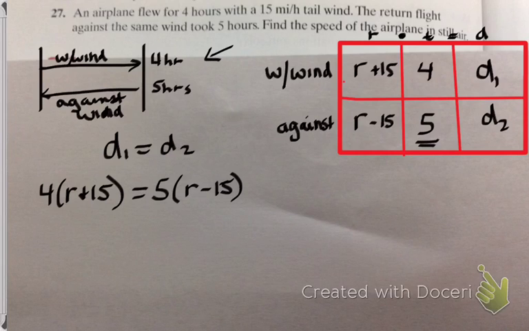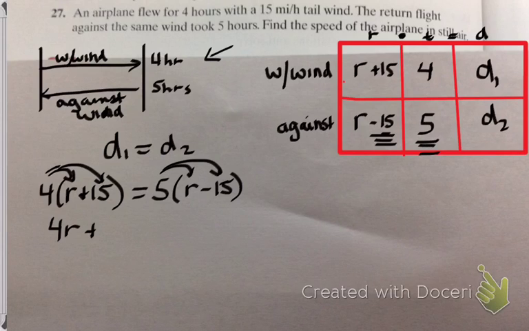Now notice the time that is greater: if it takes 5 hours, it means you're going against, minus speed. And then I'm going like this. I'm distributing.